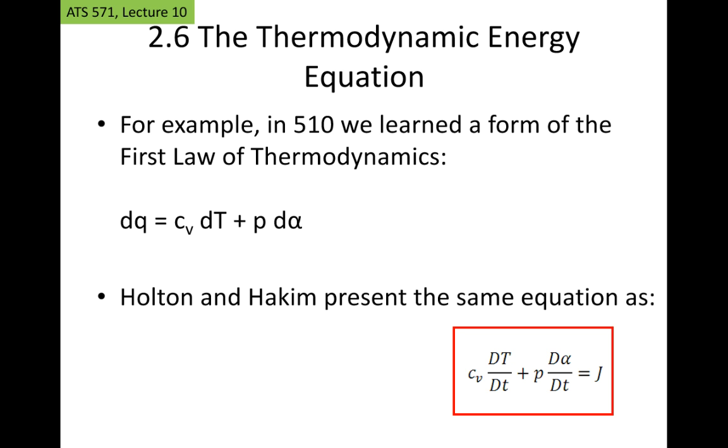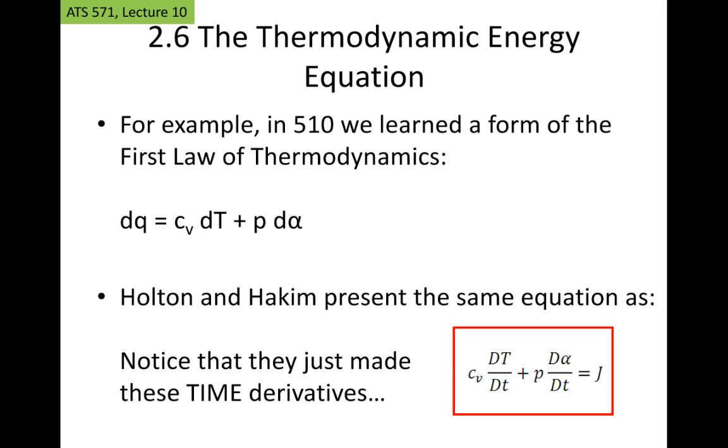That's 1 over density. And with a little bit of fussing, Holton and Hakim work on it with a slightly different form. They present that same equation as cv dT/dt plus p d alpha/dt equals J. What the heck is all that stuff? Well, let me show you this d/dt term here. All they did is they took the time derivative of both sides. So there's a temperature change with respect to time, and there's a change in specific volume with respect to time.